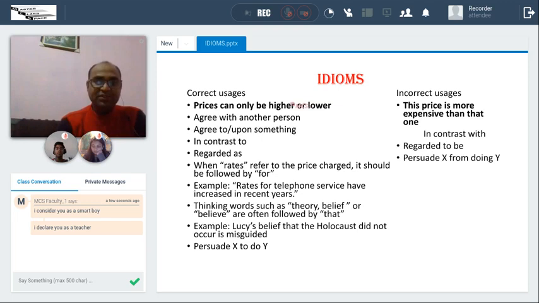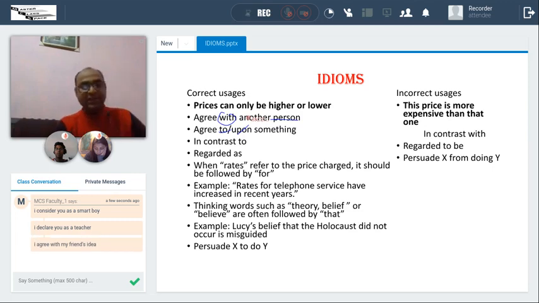Okay, so the same point here. Look here. When it is agree, if it is next to a person, in that case it should be with, otherwise to or upon. So what if the sentence is I agree with my friend's idea? Is it a correct sentence?